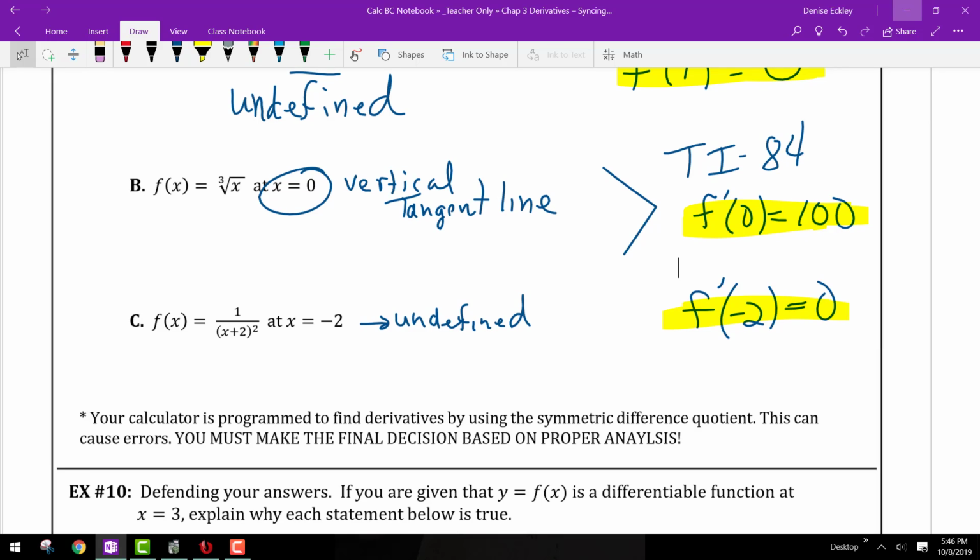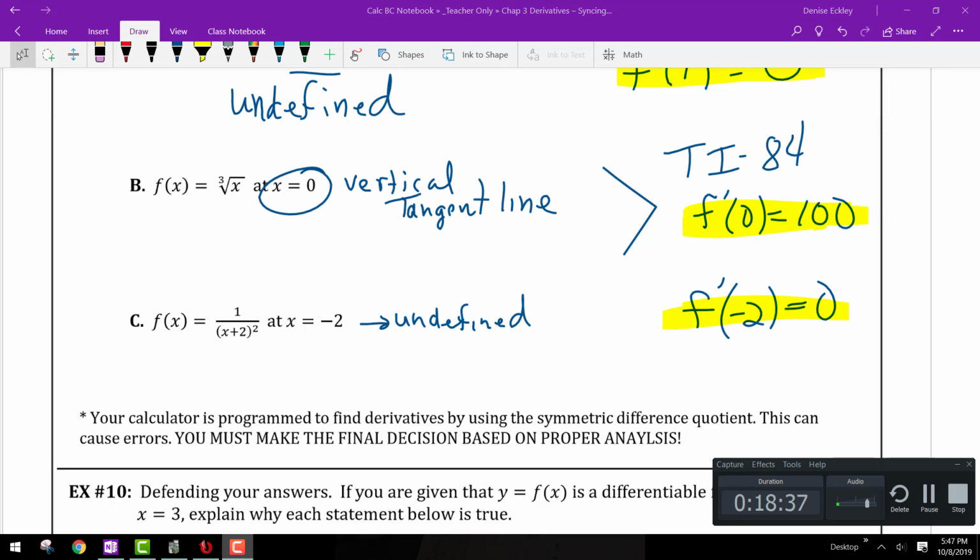So make sure it's doing difference quotients, your calculator, so you should analyze the graph as well. So I'm going to stop this video right here and finish it on the next one.